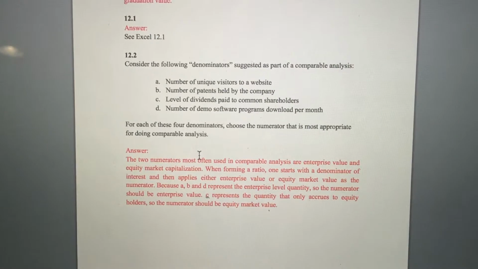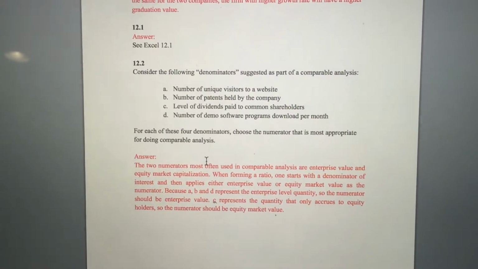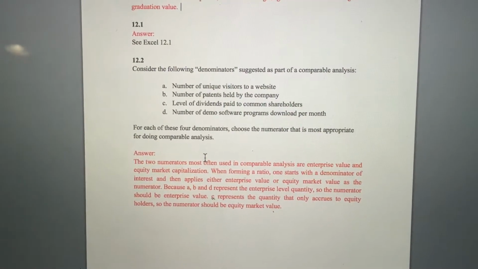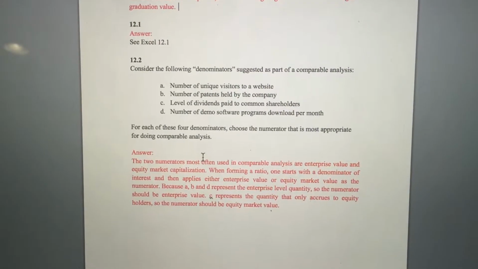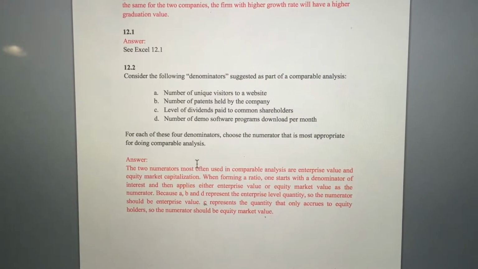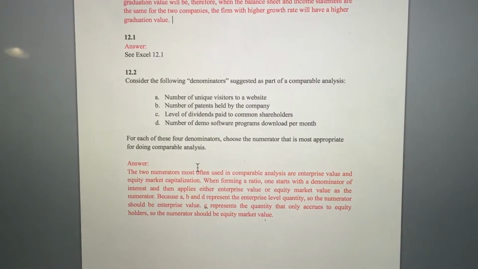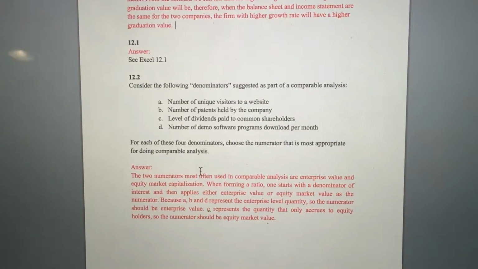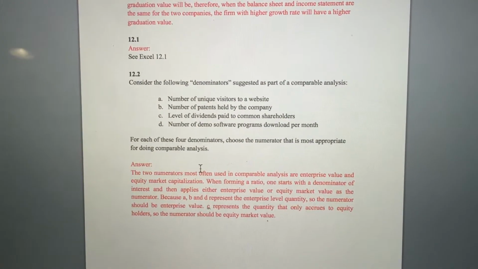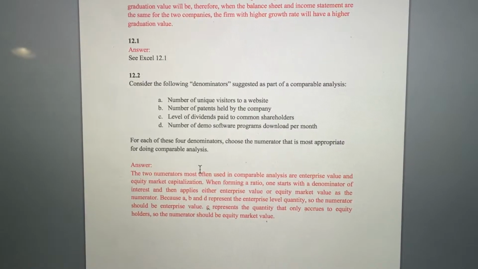For the very last question, because A, B, and D all represent enterprise level quantities, the numerator should be enterprise value, and C represents the quantity that only accrues to equity holders, so the numerator should be equity market value.